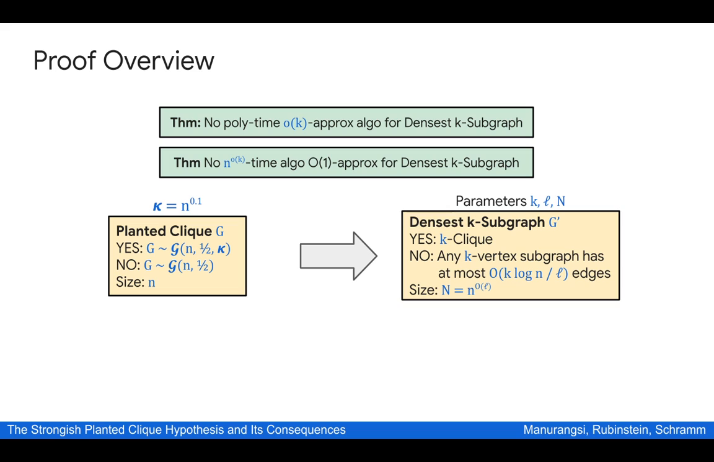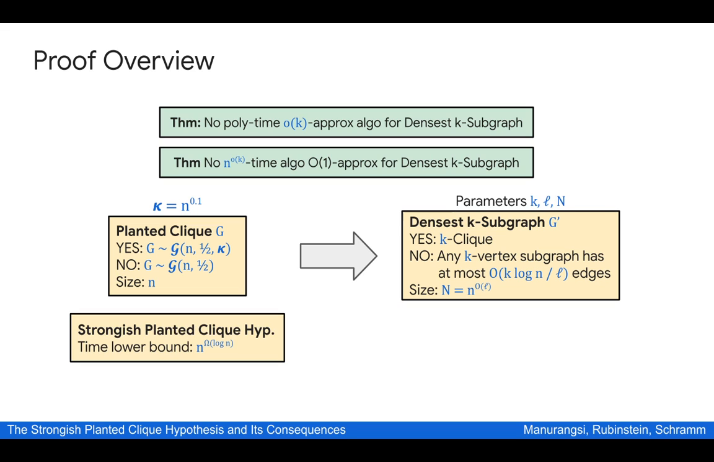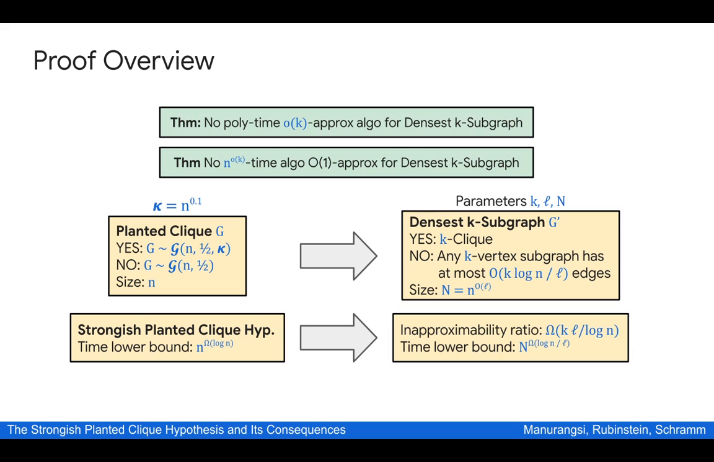And the size of the graph, or the number of vertices of the graph G prime, will be big N, which in our reduction we will always choose to be n to the order of L. Now recall that the Strongish planted clique hypothesis gives a running time lower bound of n to the omega of log n for the starting planted clique problem. And since the size of the new problem, big N, is just the original n to the order of L, we now get a running time lower bound of big N to the omega of log n over L. And for the inapproximability ratio, notice that in the yes case, there is a solution which is the k-clique that has order of k squared edges, whereas in the no case, we have an upper bound of k times log n over L edges on any solution.